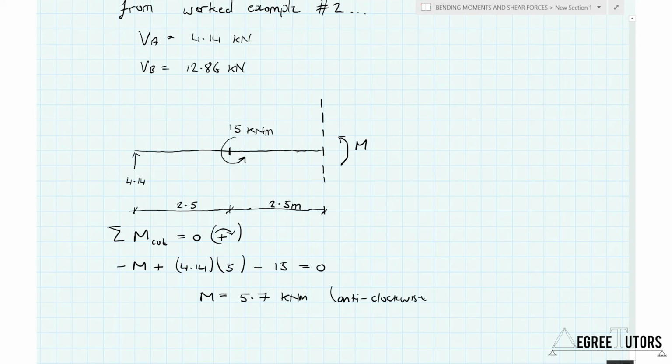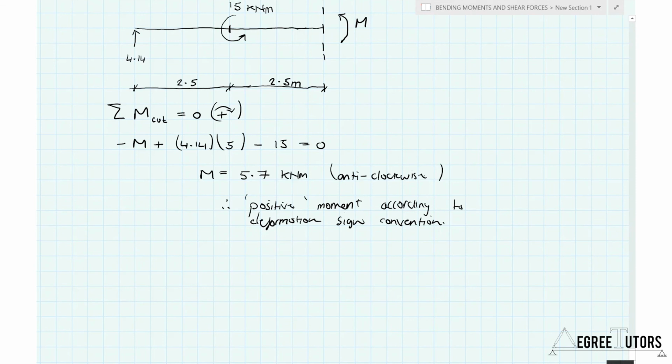Okay, so now we've got, therefore, it is a positive moment according to our deformation sign convention. So now we want to consider the substructure to the right, and if we get the same answer for the internal bending moment, we'll be quite confident that we've got the right answer.